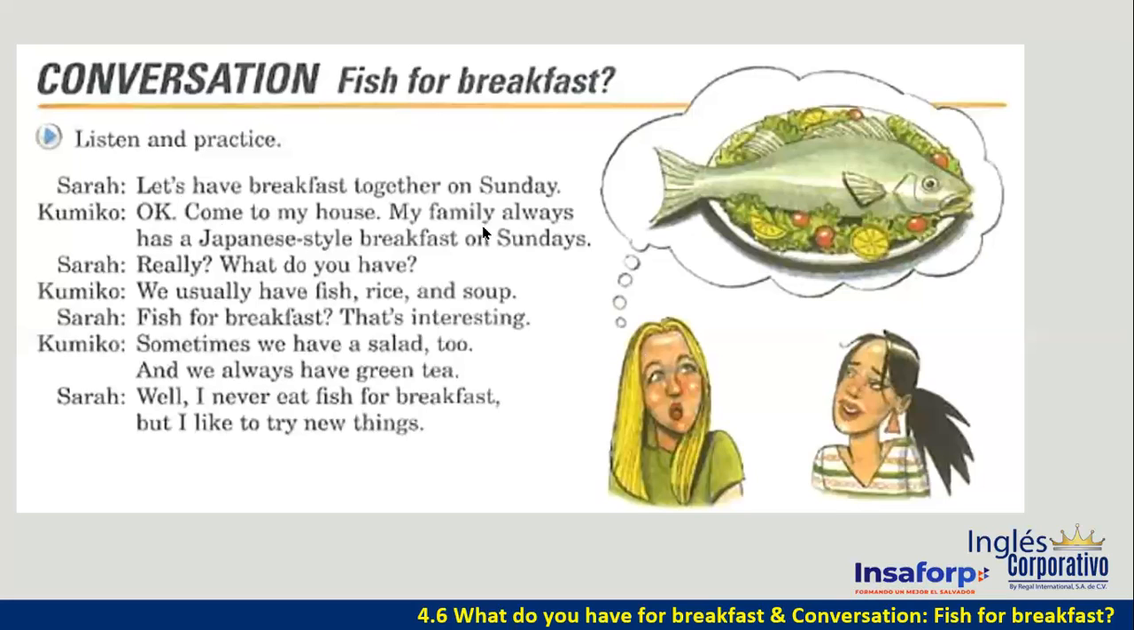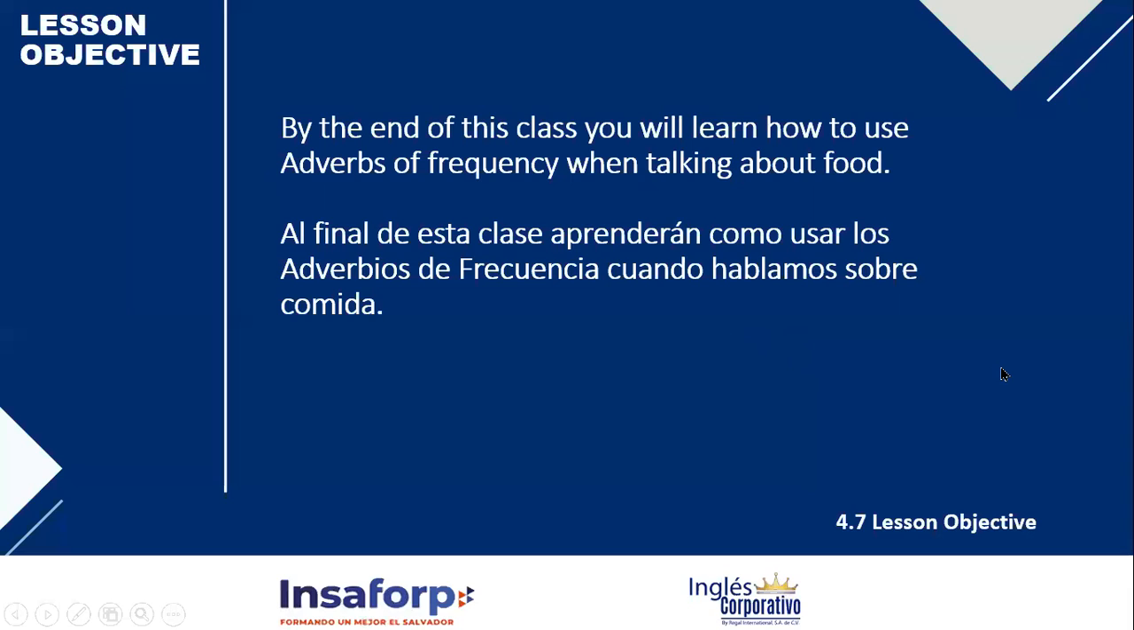You said, my family always has a Japanese-style breakfast on Sundays, okay? We usually had fish. Sometimes we have a salad. We always have green tea. I never eat fish for breakfast, etc. Entonces, todos esos adverbs of frequency que tenemos acá, los vamos a revisar, para que podamos ver esto de acá y le podamos hallar un poco más de sentido a esas palabritas, ¿verdad? It says, by the end of this class, you will learn how to use adverbs of frequency when talking about food, ¿ok?